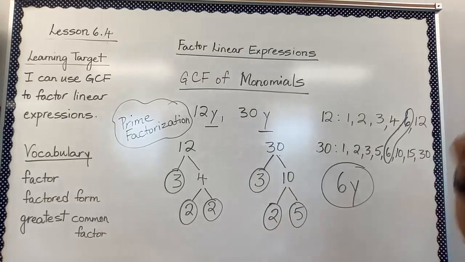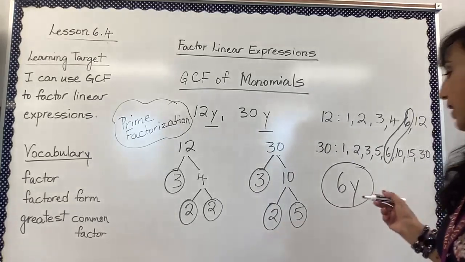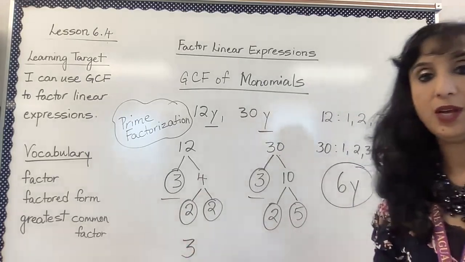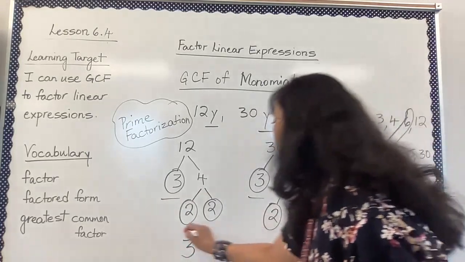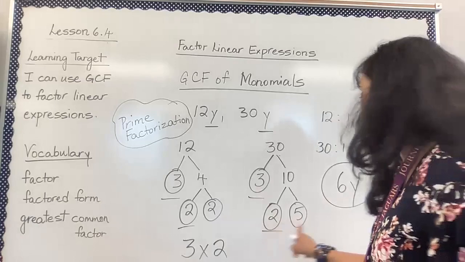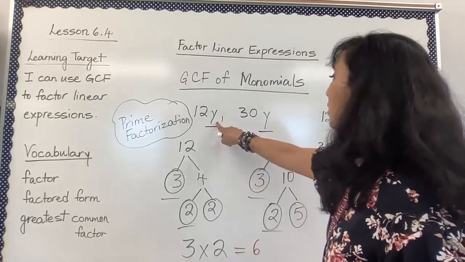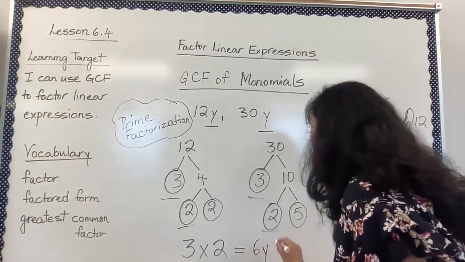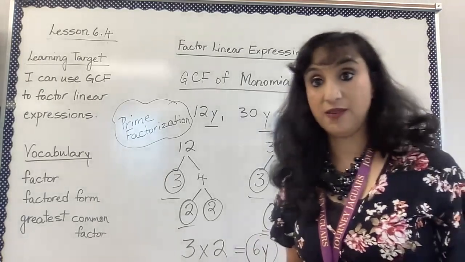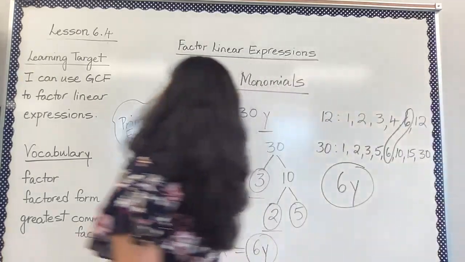Now I'm going to look at what both of these have in common. I can see that 3 is common to both, so I'm going to write it down. One of the 2's is common to both, so times 2. Another 2 is not common, 5 is not common. What is 3 times 2? I get 6, and the variable here is y. So this is my greatest common factor using prime factorization. All right, then here's the method that I had taught you in the classroom to find GCF really quick.